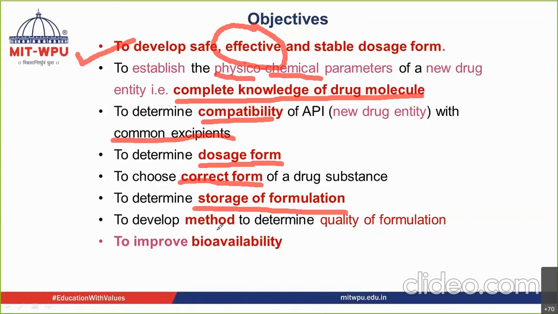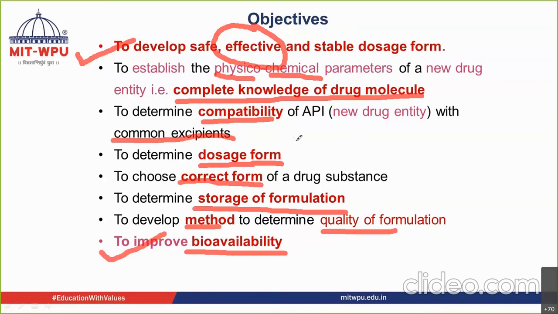Okay. Then in order to develop a method to determine the quality of the formulation, I require some analytical methods. Those analytical methods are also developed during the pre-formulation studies. And another very important one, the last one, is in order to improve the bioavailability of the drug. I don't say that the others are not important, others are also equally important. Okay. In order to improve the bioavailability.